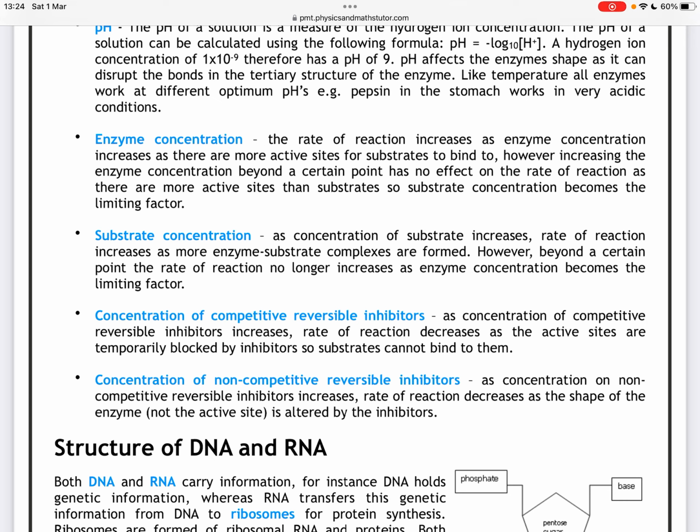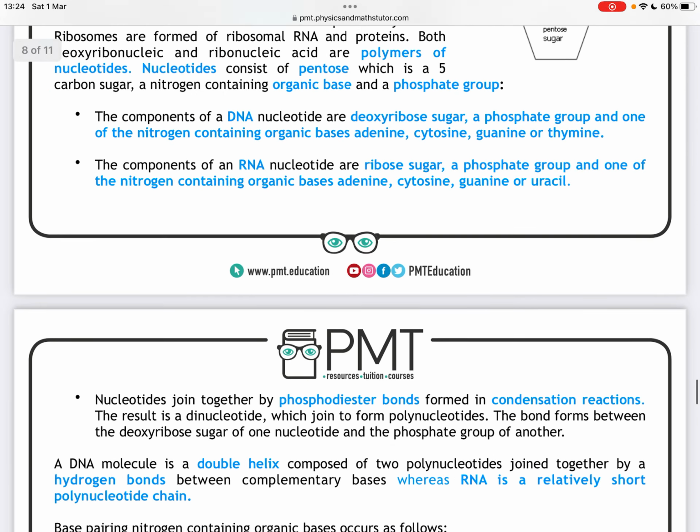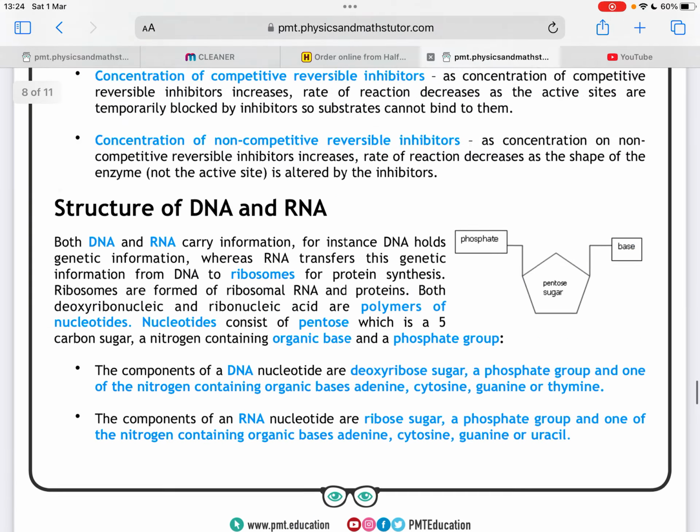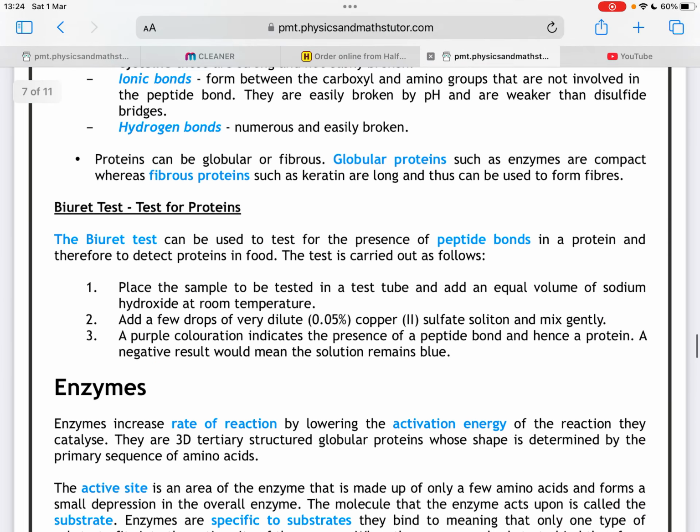The non-competitive, basically they don't compete. So as the concentration of non-competitive reversible inhibitor increases, the rate of reaction decreases as the shape of the enzyme, not the active site, is altered by the inhibitors. They act on the enzyme shape. So let's finish the enzyme part and the protein part, which is the test for proteins.